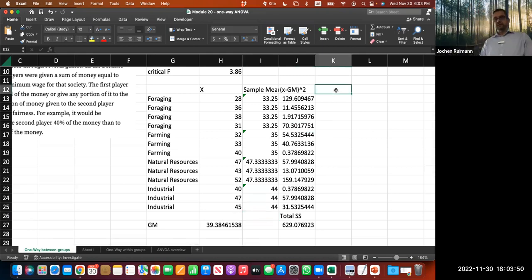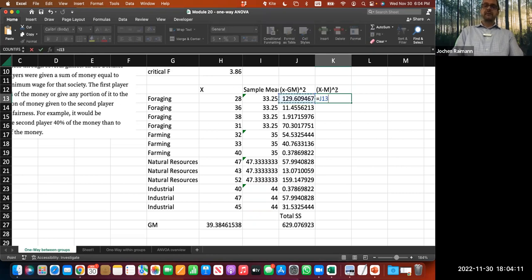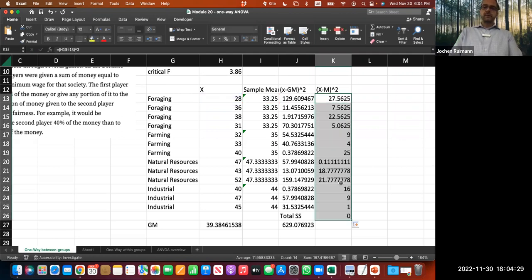And now you're basically ready for the next step, because now you want to calculate your individual scores minus the sample means. So next, you do x minus m squared. You basically calculate this minus this in a parentheses. And now you don't need to lock anything in because your reference cell is already in one row, one column for all the rows. Squaring this up basically gets you all the way here.